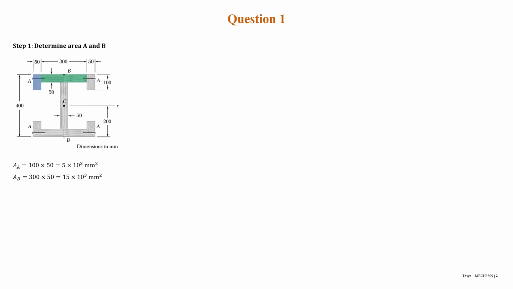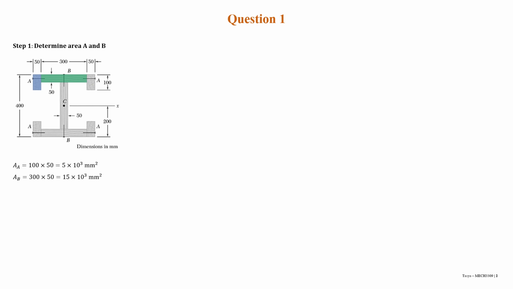It's actually simple, just multiplying the base and the height. The base for area A is 50 and the height is 100 here. If we multiply them, the answer will be 5 times 10 to the power of 3 millimeter square, or 5,000. And for area B it is the same: base multiplied by the height. The base is 300 and the height is 50. So the result is 15,000, or 15 times 10 to the power of 3 millimeter square.